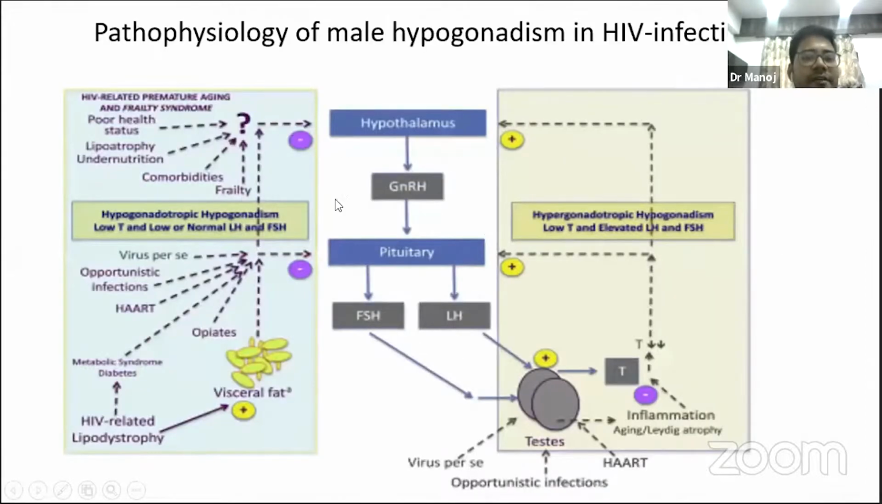Now if you see the pathogenesis of hypogonadism, there are various factors like HIV related lipodystrophy associated with metabolic syndrome. Opportunistic infection can lead to hypogonadotropic hypogonadism, or multiple opportunistic infections can involve the testes, and HIV per se can involve the testes. The HAART associated complications and the inflammation can lead to involvement of testes, leading to hypergonadotropic hypogonadism.